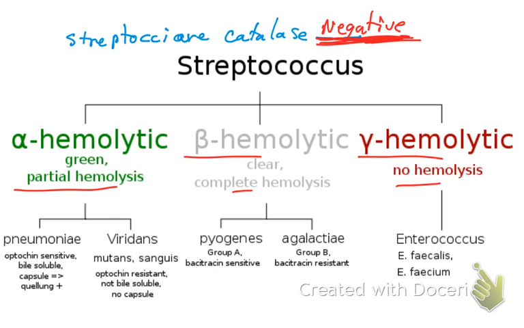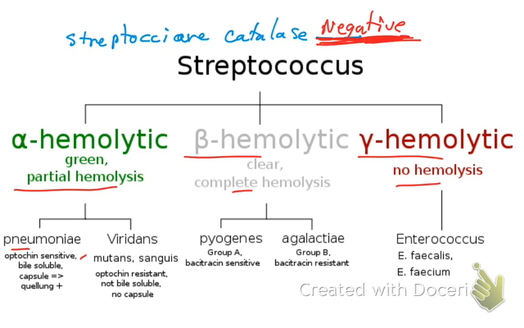Now, what kind of microorganism can we find in each of those? Well, in the alpha hemolytic, we're going to find pneumoniae and viridans. The pneumoniae is going to be optochin sensitive, bile soluble, and capsule positive. While the viridans group includes mutans and sanguis.